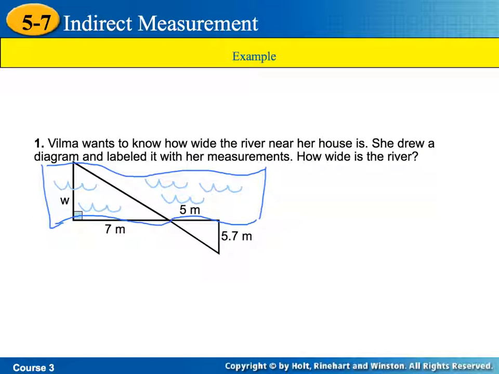Last problem of the day. What I want you to do is pause this video, write down in your notes this example, and give it a shot to answer it. See what you would come up with for your answer. And go.